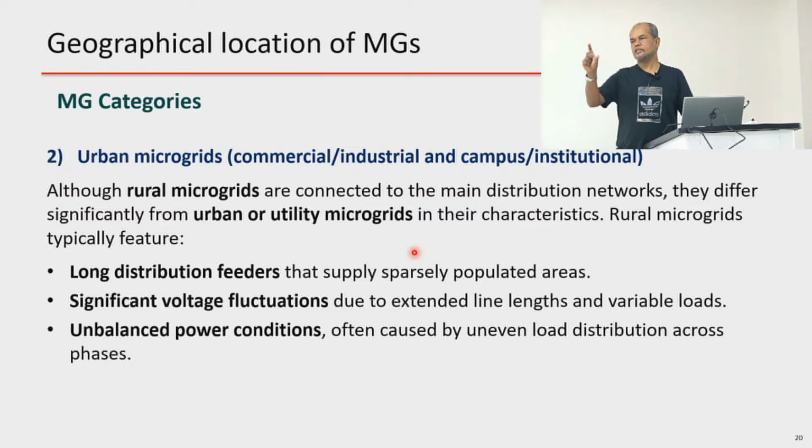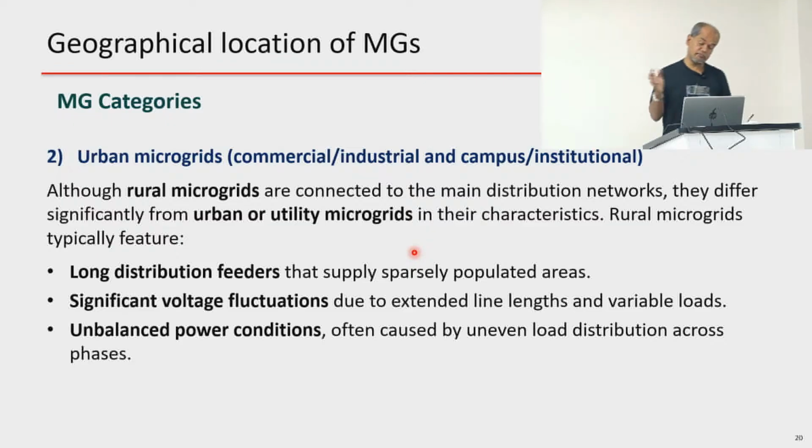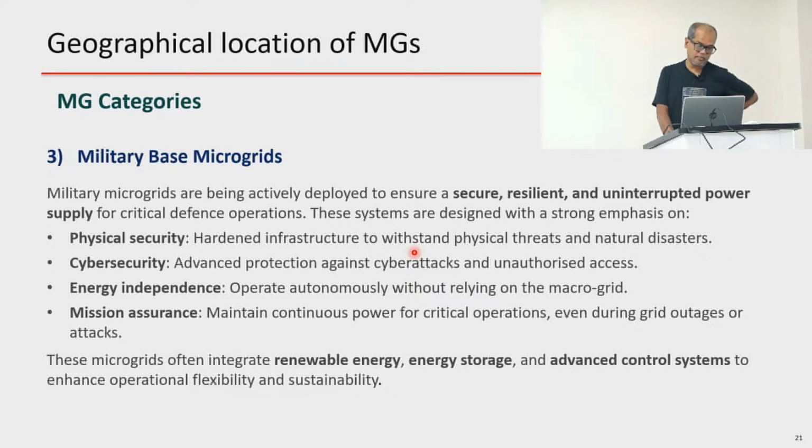Even the wind speed may not be in the range of around 10 meters per second. In those areas, wind might not be the best option as well. So again, that's why location also determines what type of generation you're going to install in a particular microgrid.